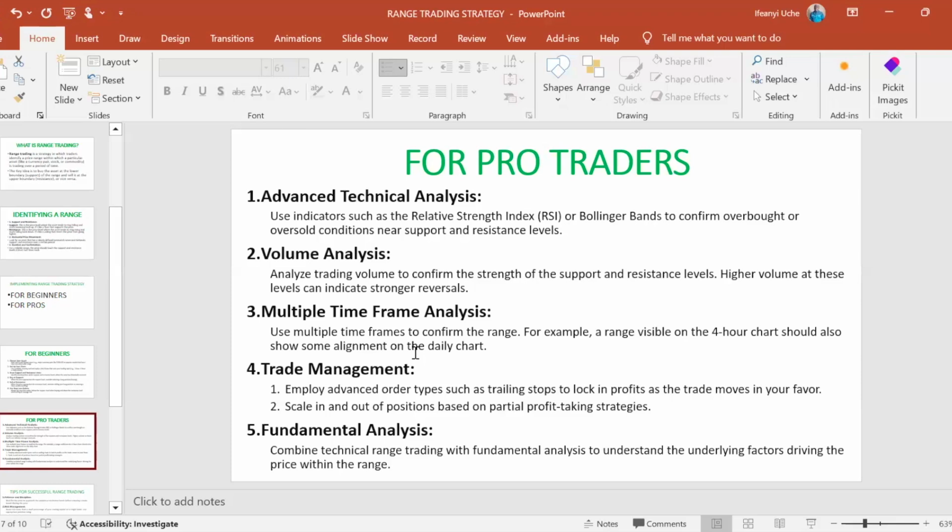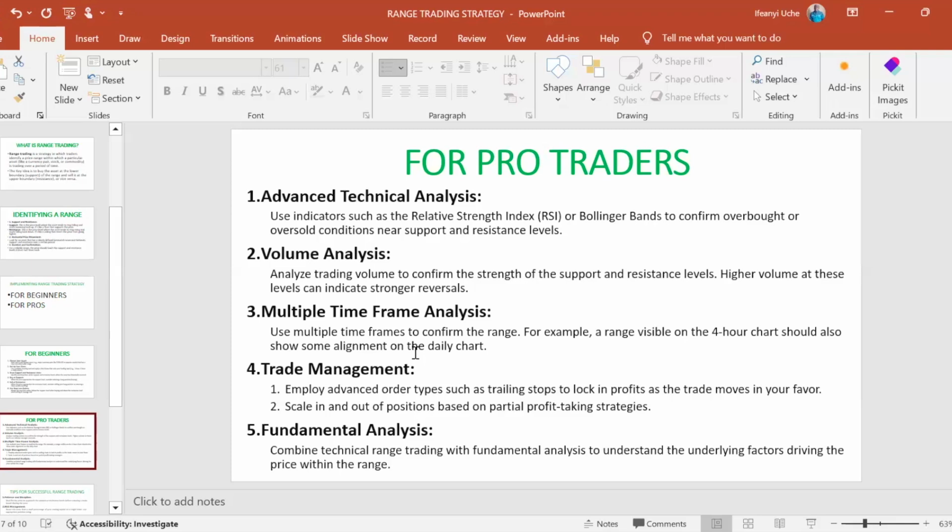Then you can also use multiple time frame analysis, where you check what's going on on the 4 hour, check the daily chart time frame, check the 1 hour, and then use that to make your conclusion whether this pair should be ranging.